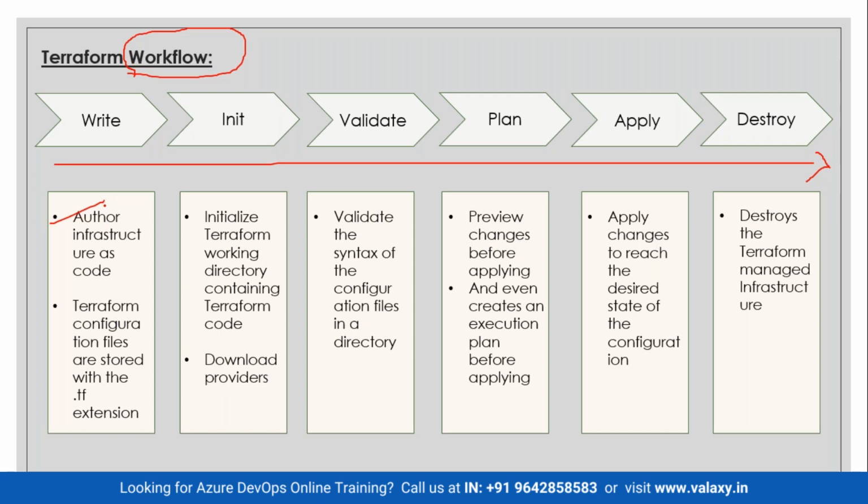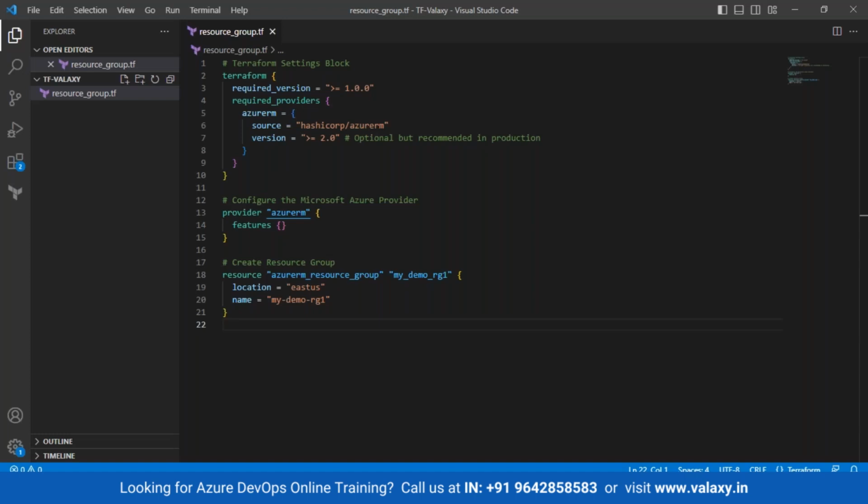Okay. Terraform configuration files are stored with the .tf extension. That is something we have seen. So this is something we have written, the configuration right now. What exactly is written, how exactly it is written, that is something we'll understand later. For now, this is how the configuration is written. Just keep that in mind. Okay.